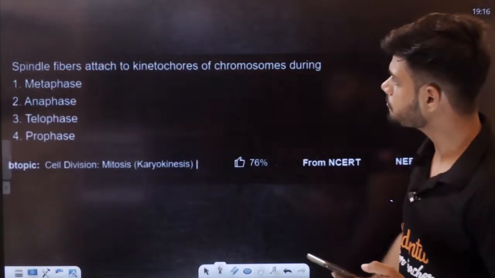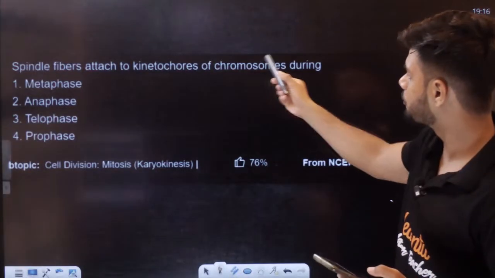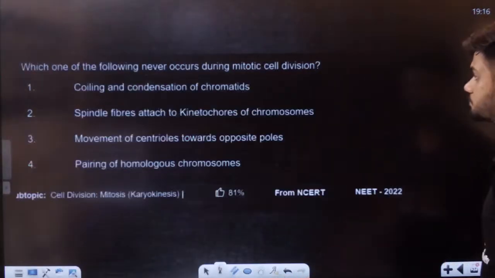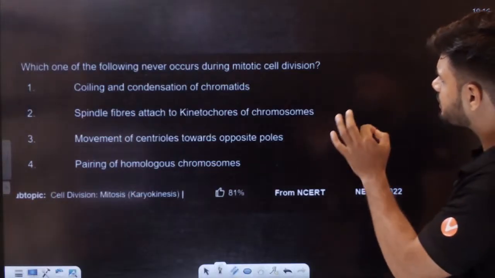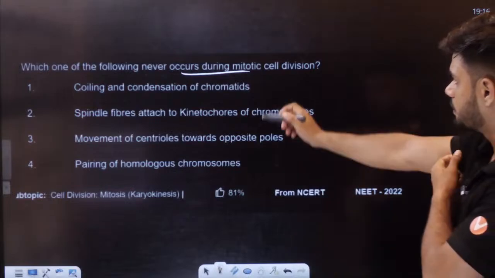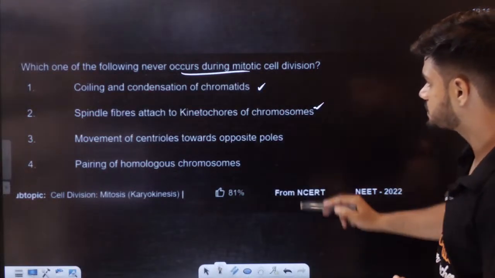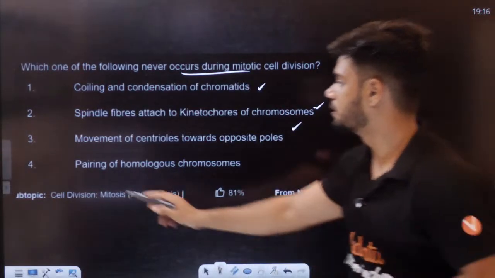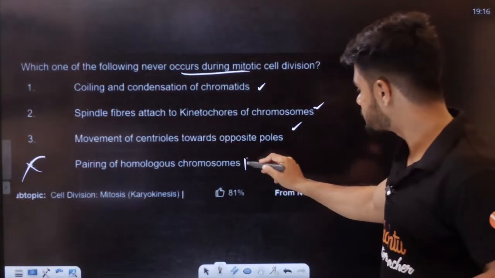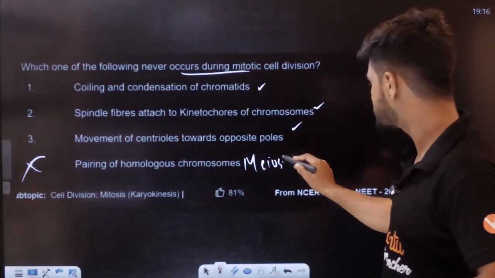Spindle fiber attached to kinetochore of chromosomes during metaphase. Metaphase. Which of the following never occurs in mitosis? This does not happen at all. This happens in the case of meiosis.